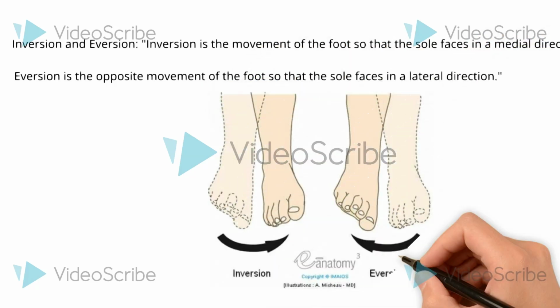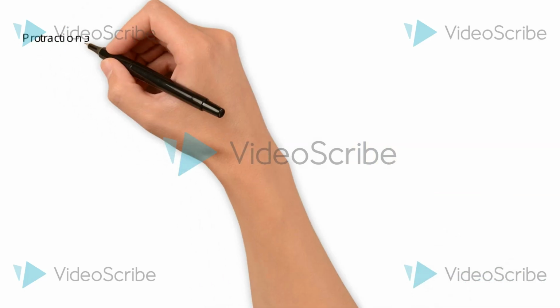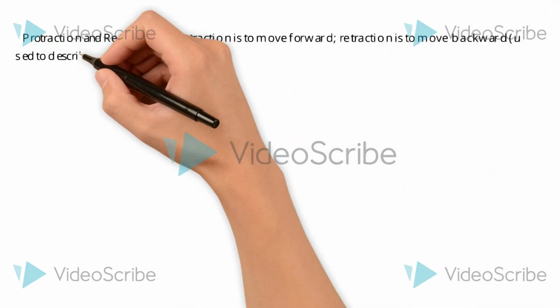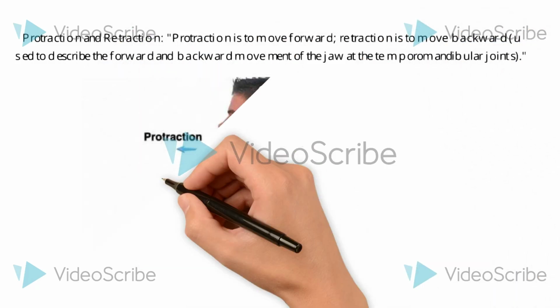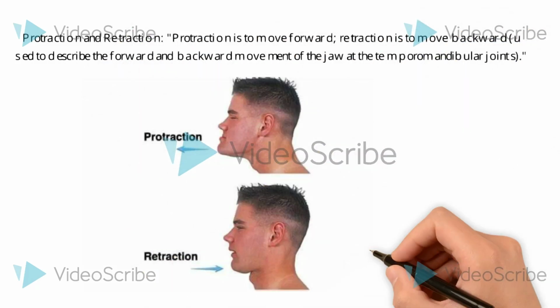Protraction and retraction. Protraction is to move forward. Retraction is to move backward, used to describe the forward and backward movement of the jaw at the temporomandibular joints.